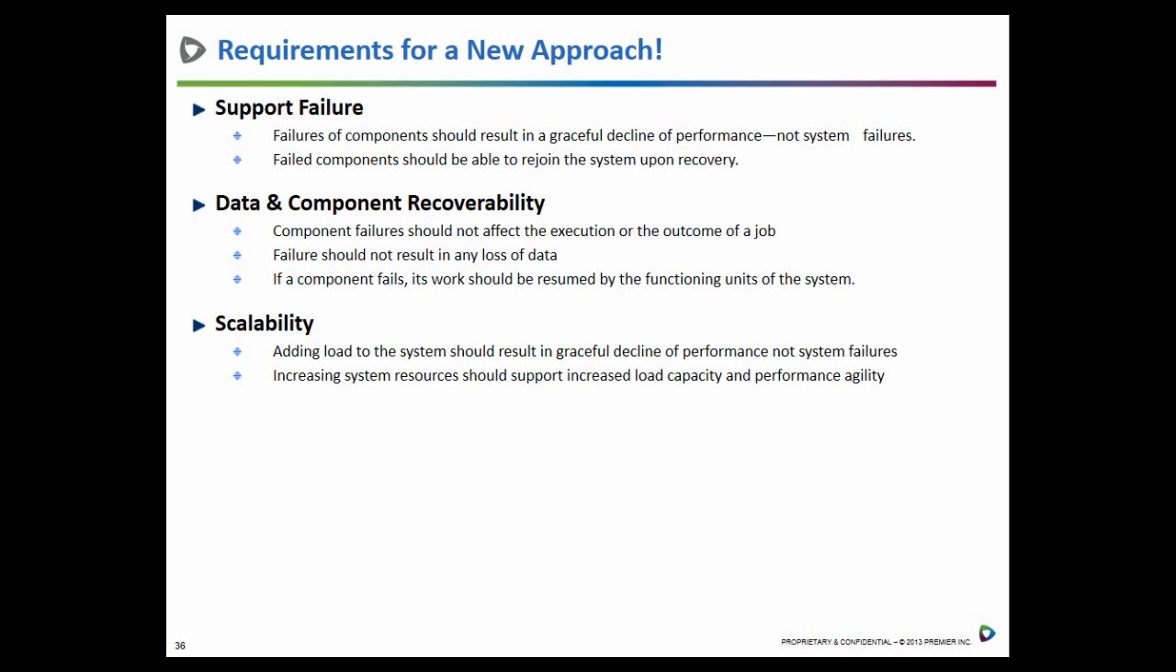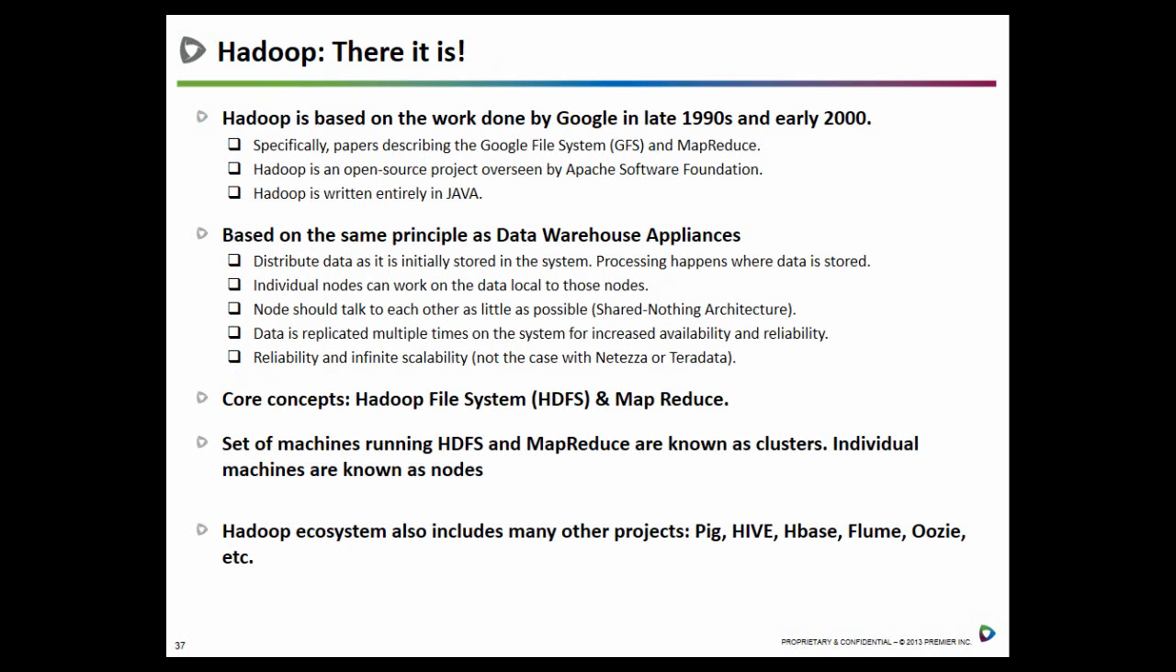The other approach to support failure, scalability, is to go the big data route, which is based on the concepts of grid computing and distributed computing, right? And Hadoop is specifically based on this, and it came out of the work done by Google in the late 1990s and early 2000s. Specifically, papers describing the Google file system and MapReduce.